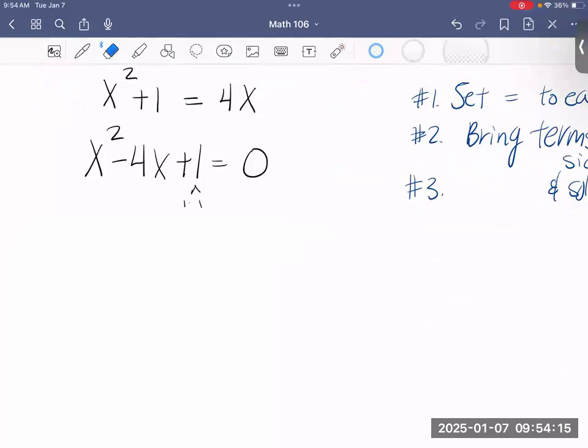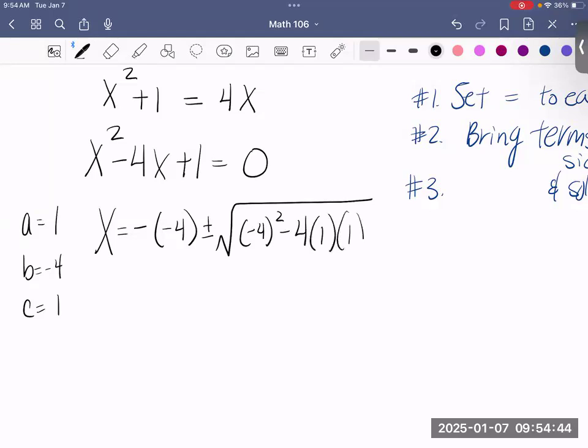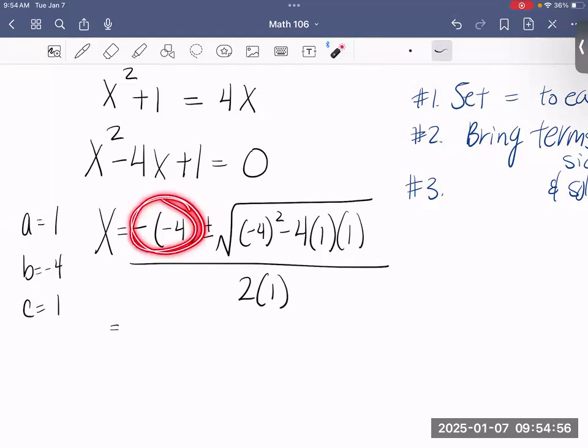So for us, a is 1, b is -4, and c is 1. So when we say x is equal to, it says negative b. So negative b is 4, plus or minus the square root of b squared, minus 4, regular 4, that's always going to be there, minus 4 times a times c, all over 2 times a. And that's your setup. Now, all we have to do from here is simplify. A double negative makes a positive.